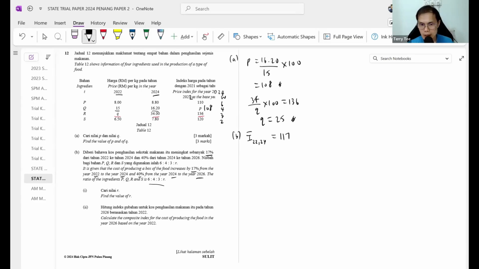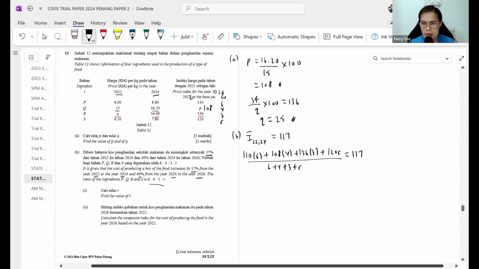Okay. Now take the individual price indices for each item. P is 110 multiplied by 6. Q is 108 multiplied by 4. R is 136 multiplied by 3. Then the last one is R. Last one is 120 multiplied by R. Total weightage is 6 plus 4 plus 3 plus R, that is 13 plus R. That will give us 117.